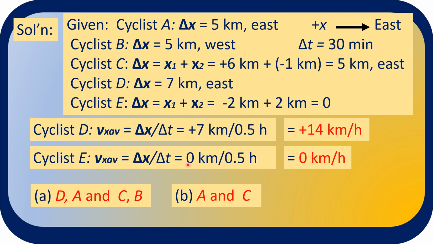And finally, for question letter C, for which trip is the average velocity equal to 0? Our answer, of course, is cyclist E, since, according to our computation, his total displacement is 0, so automatically his average x velocity is also equal to 0 kilometers per hour.